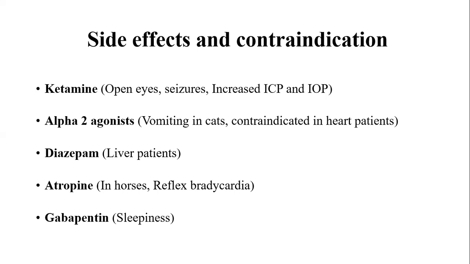Then the last drug is gabapentin. Gabapentin is basically used for neuropathic pain. And when you use this medication for a long duration or in high doses, it causes a side effect which is known as sleepiness. Okay, sleepiness is the side effect of gabapentin.